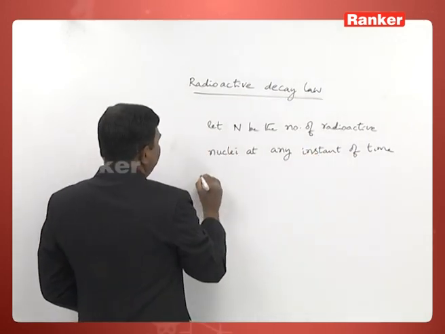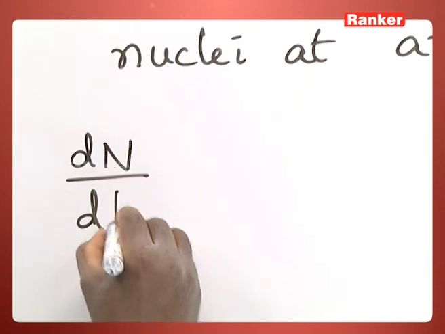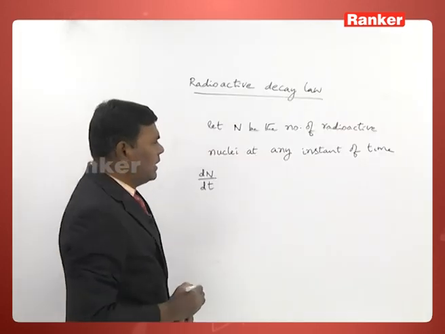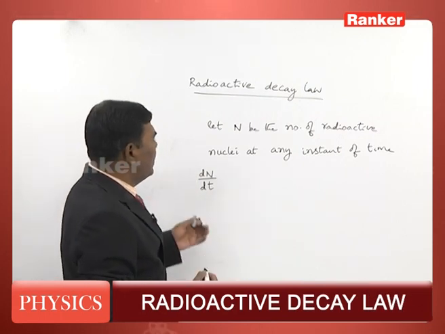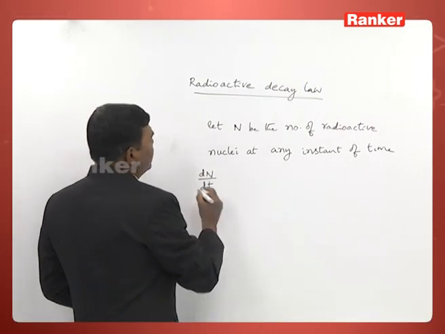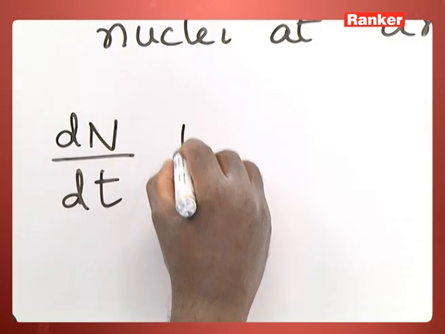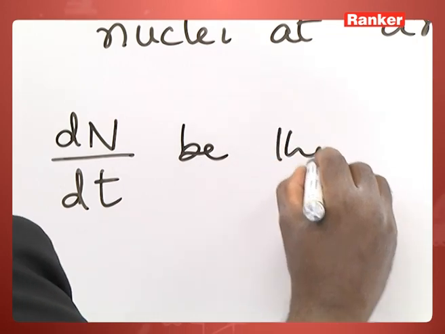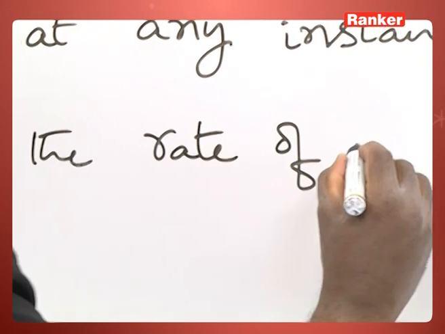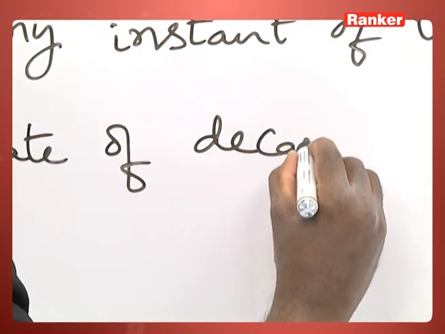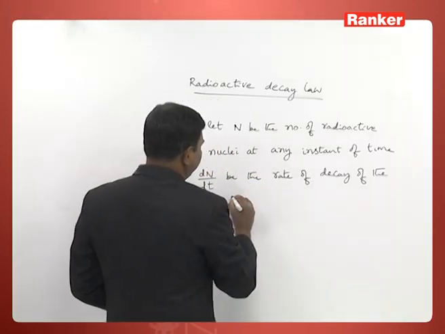And let us say the rate of disintegration is represented by dN by dt, that is, with respect to time how the initial number of nuclei is decreasing. Let us say that rate is represented by dN by dt, be the rate of decay of the nuclei.